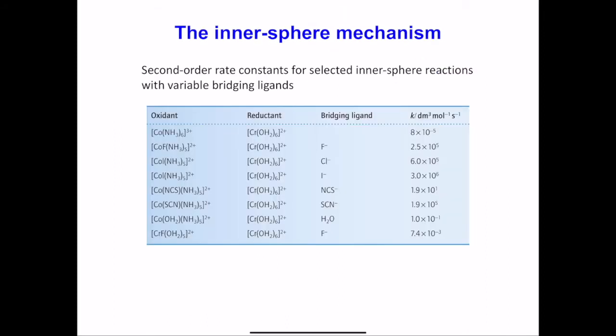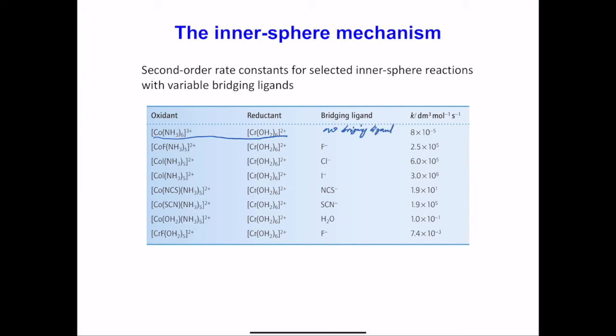And then this table, I'm going to show you how the bridging ligand affects the reaction rate. The first example here is kind of the background reaction. Here we don't have a bridging ligand.